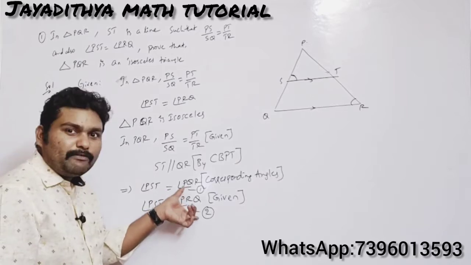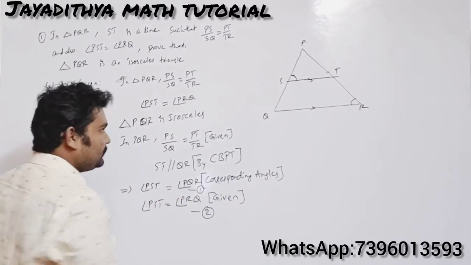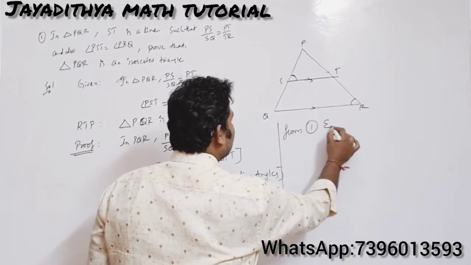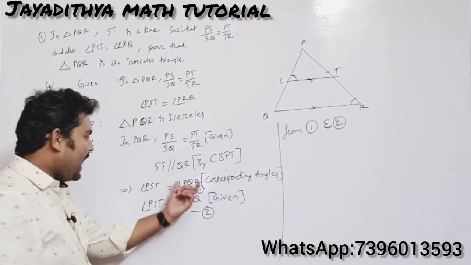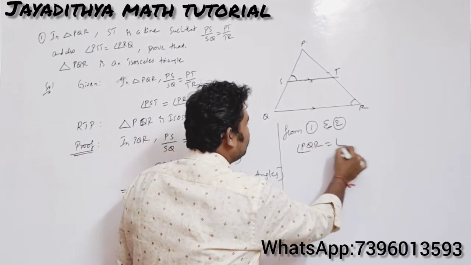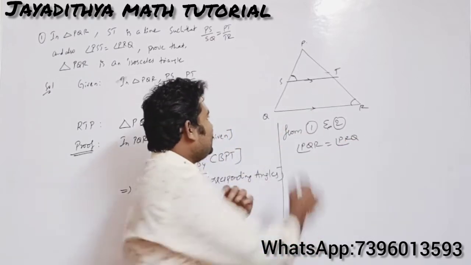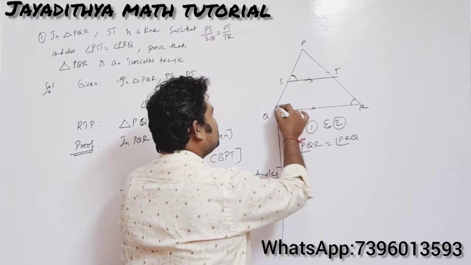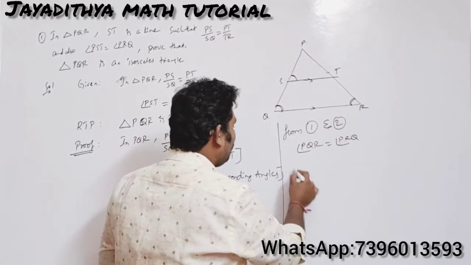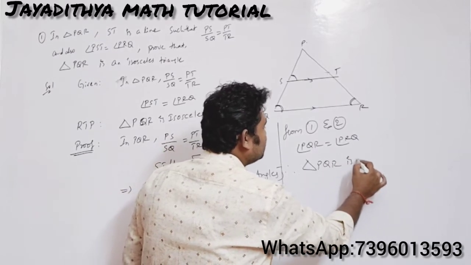So if you take these two equations as 1 and 2, LHS are equal in both the equations, so RHS must be equal. So from 1 and 2, what can you say here? Angle PQR is equals to angle PRQ. So here both the angles are equal. Angle PQR means this one and PRQ is this one. These two angles are equal. Therefore, what can we say here? Therefore, the triangle PQR is isosceles.